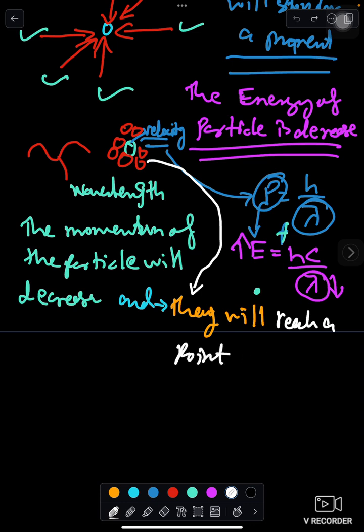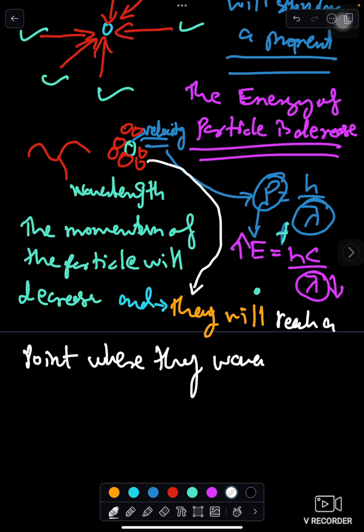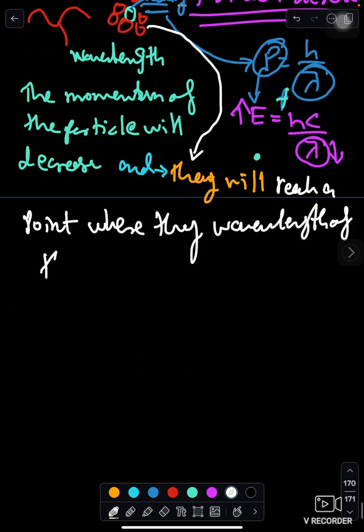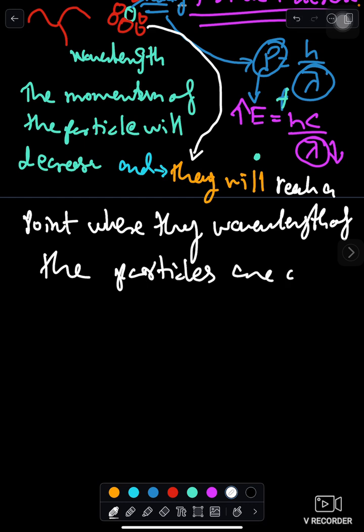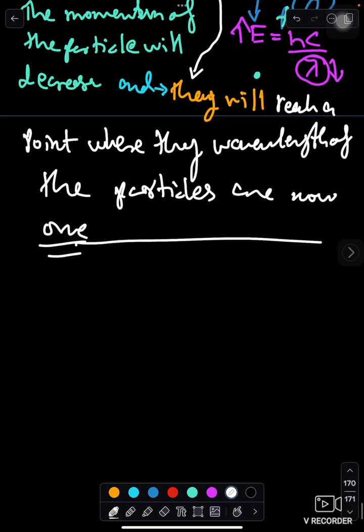where the wavelength of the particles are now one. They're the same.